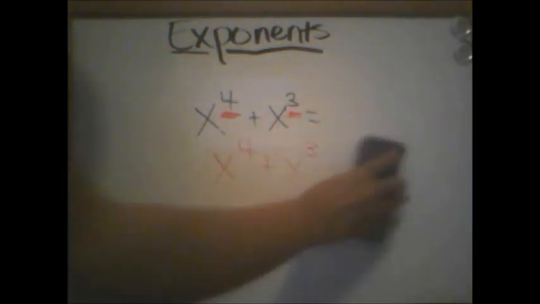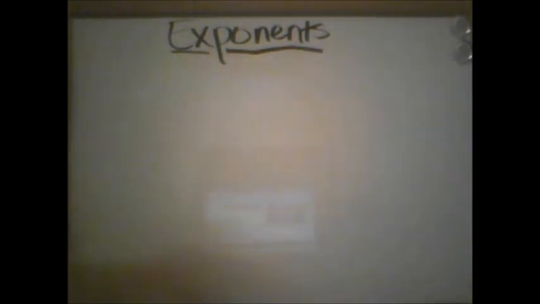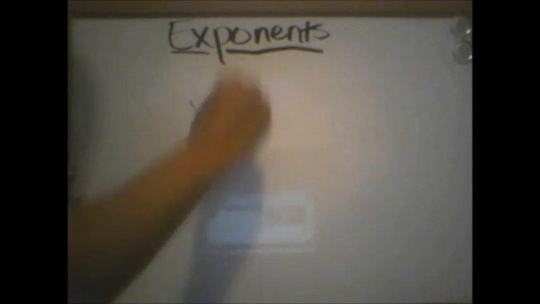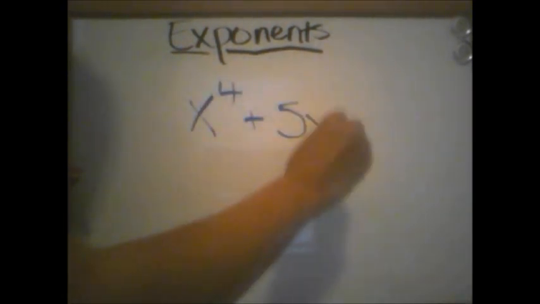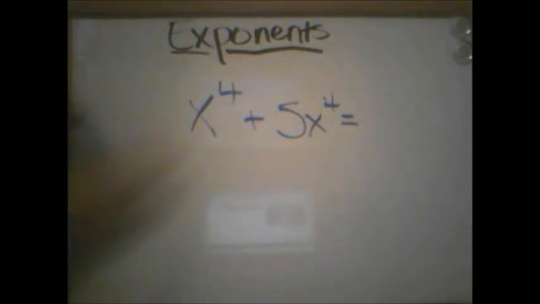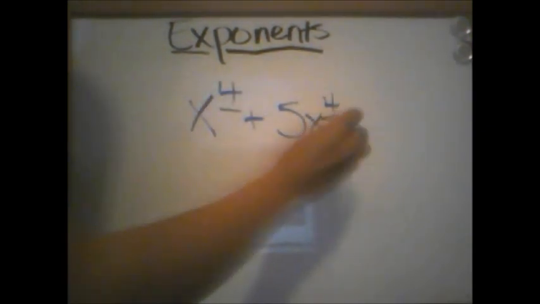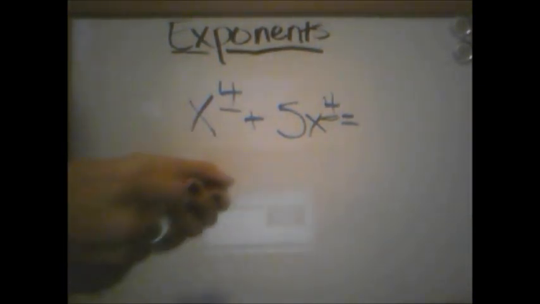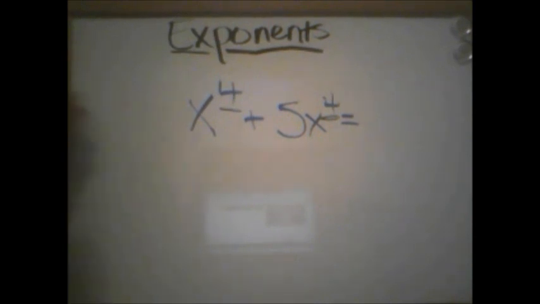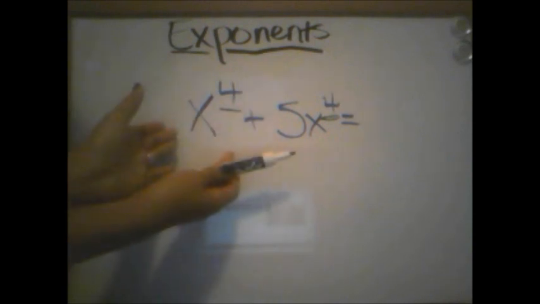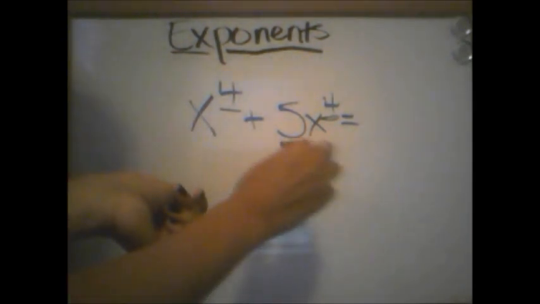Okay, so now let's look at one from the same degrees. Okay, so do you see both of them are to the 4th power? So rule 1, okay, they have to be the same degrees. Okay, great. Now what's next? What's next is you just add the coefficients. The coefficients are the numbers that's in front of the variable, meaning 5 is the coefficient of this term.